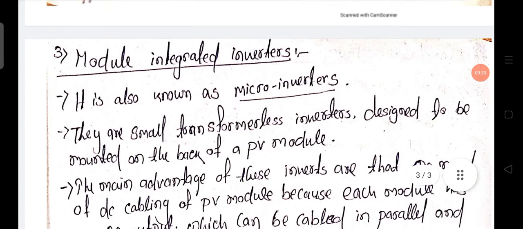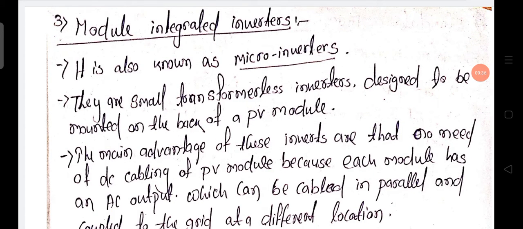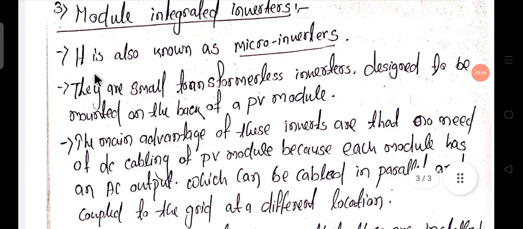Next is the module integrated inverter, which is also known as a micro inverter. They are small and transformer less. Remember, this module integrated inverter is transformer less. It is an inverter designed to be mounted on the back of the PV module. That means this is a small inverter, and it is mounted on the back of each PV module.